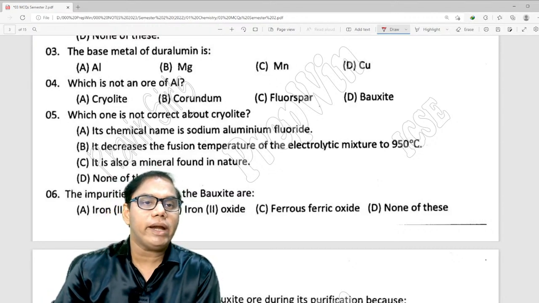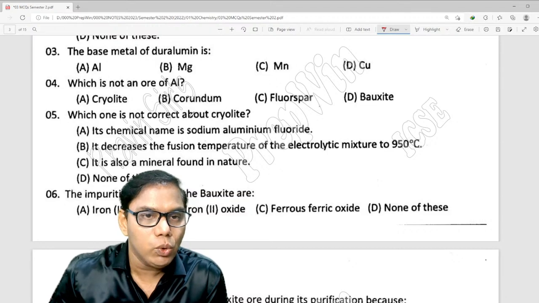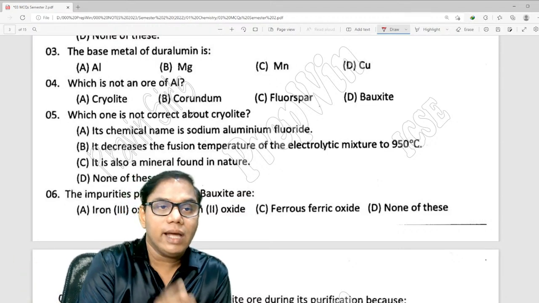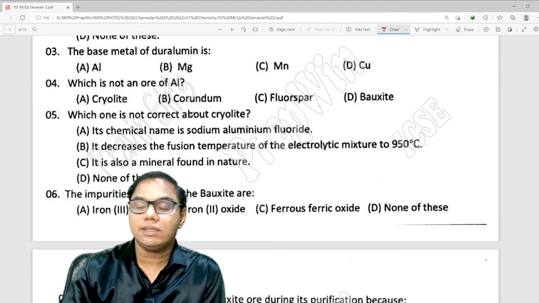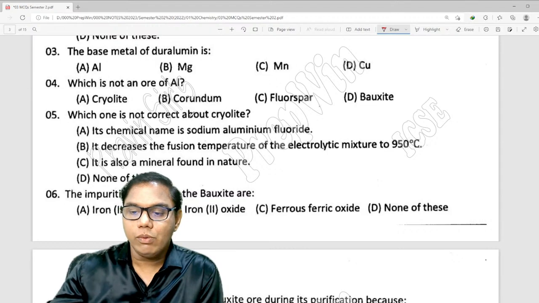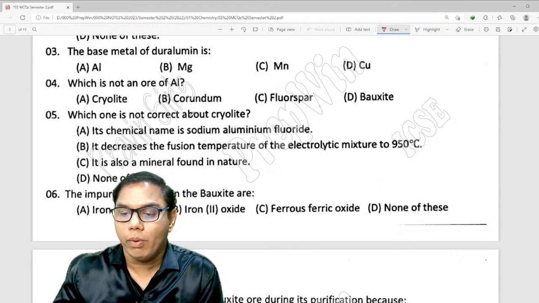The base metal of duralumin, what is that? Again, this is a very important question. This one and one more is important.